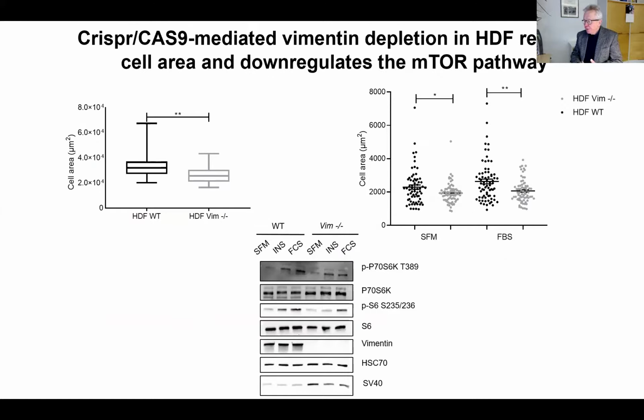Same thing with human HDF cells, human dermal fibroblasts, which we now have with CRISPR-Cas as a knockout system. We can see that also here, both the cell volume and cell area are reduced, and then we can see that the mTOR is significantly reduced.